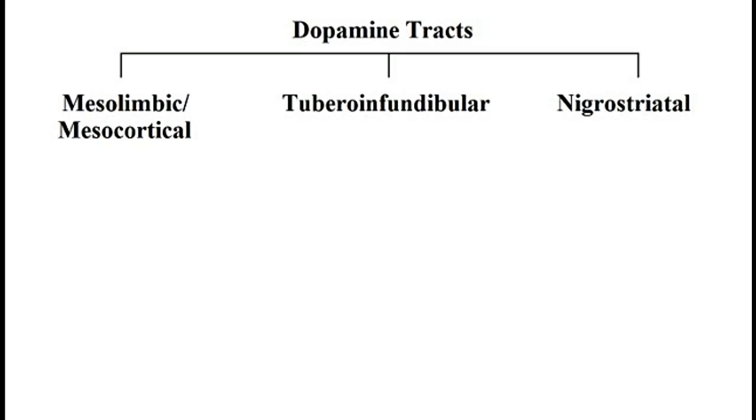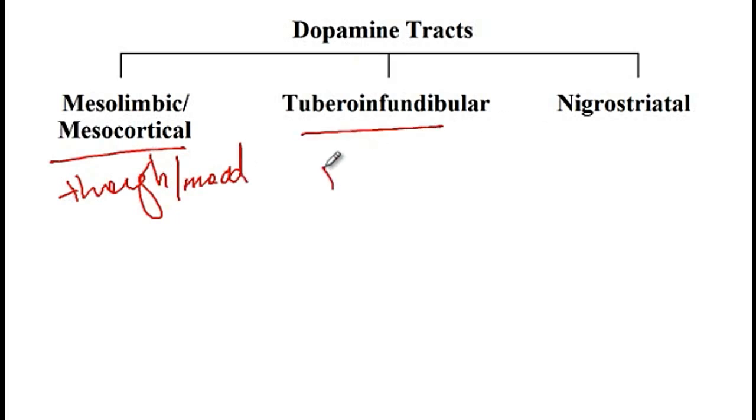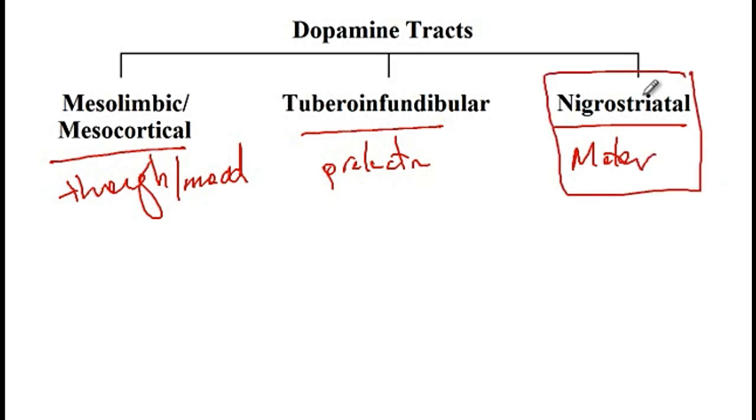The central nervous system contains 3 different dopamine tracts, including the mesolimbic and mesocortical, which affect thought and mood; the tuberoinfundibular, which affects the release of prolactin from the pituitary gland; and the nigrostriatal, which affects extrapyramidal motor movement. So patients with Parkinson's disease have decreased activity of the dopaminergic neurons in the nigrostriatal tracts, while patients with schizophrenia have increased activity of dopamine in the mesolimbic and mesocortical tracts.